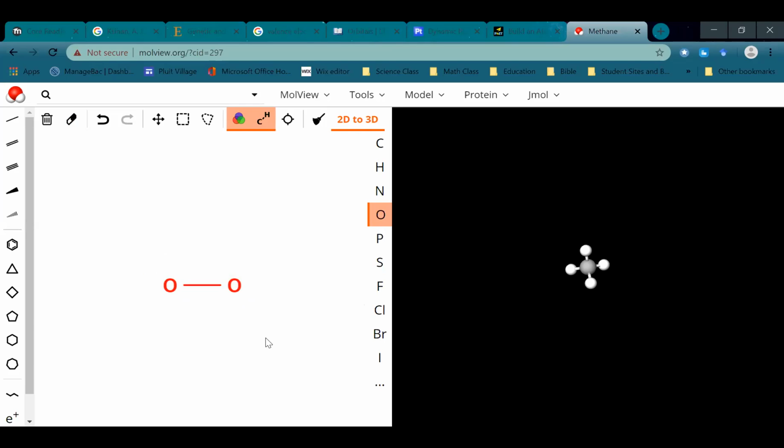Covalent. It is covalent, yes, because it shares electrons. But they each need to be bound to 2 different molecules, or to 2 molecules. So how could I change this? It's still O2, but each of them has 2 bonds.